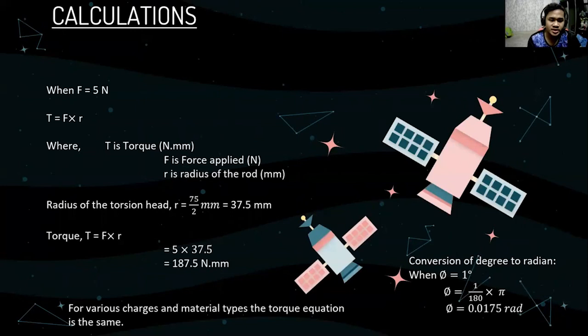So for the calculation, how do we get this? The formula for torque is T equals F times R, where T is torque in Newton millimeter, F is the force applied in Newton, and R is the radius of the rod in millimeter. So radius of the torsion head.